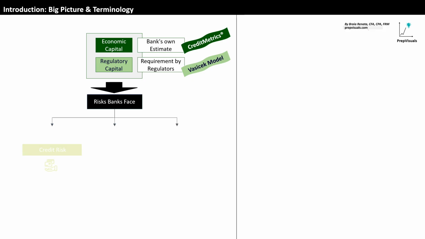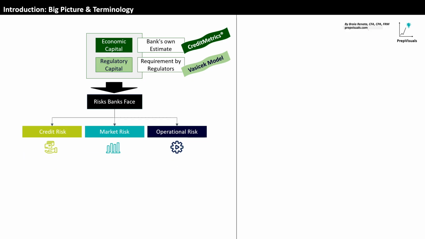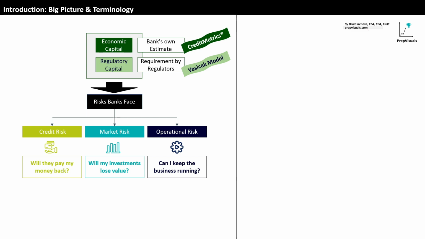So basically, economic and regulatory capital are both buffers that are based on the risks that banks face. And the banks are facing three major risks, namely credit risk, market risk, and operational risk. And when it comes to credit risk, in simple English, the key question is, will they pay my money back? And when it comes to market risk, the key question is, will my investments lose value? And lastly, when it comes to operational risk, the key question is, can I keep the business running?